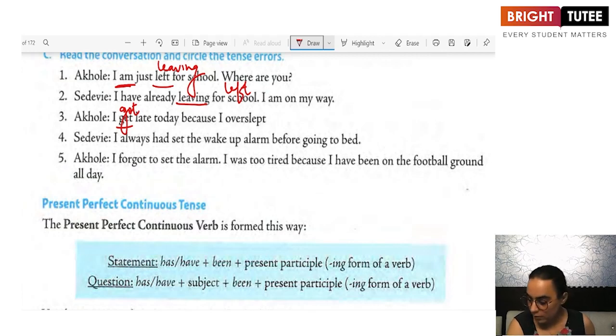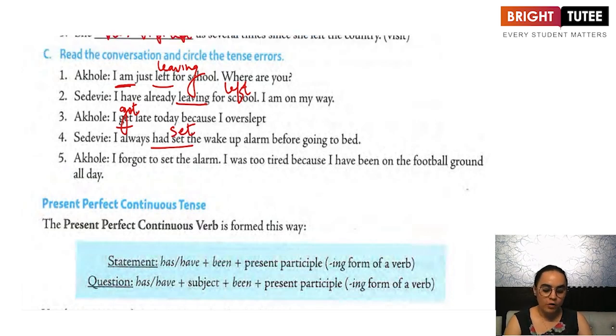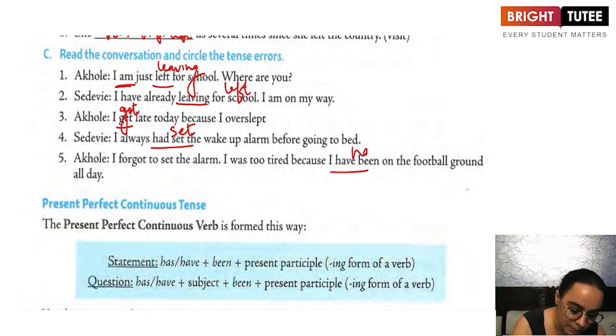I have always had set the wake up alarm before going to bed. I always set the wake up alarm before going to bed. I forgot to set the alarm. I was too tired because I have been on the football ground all day. Because I had been, past tense, I had been on the football ground.